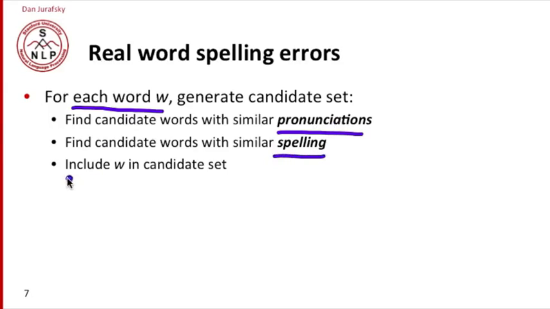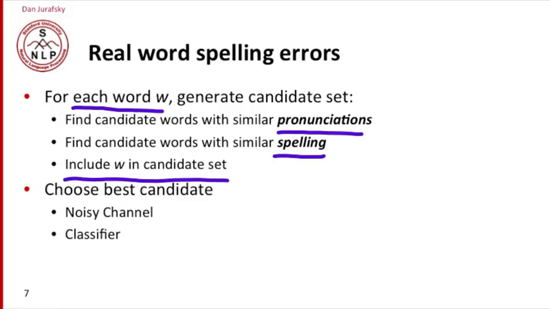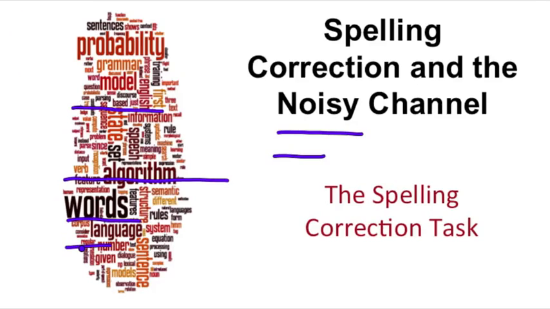And it's very important that we're going to include the word itself in the candidate set, because every word might be a misspelling of some other real word, or it might be the correct word. In fact, most words are probably correct. So for each candidate set of each possible error, we're going to include the word itself. And most of the time, in fact, we're going to pick that. And again, how we pick the words, we might use the noisy channel model. We might use a classifier. We'll talk about that. So we'll discuss the different methods of detecting these errors and correcting them in the next section.